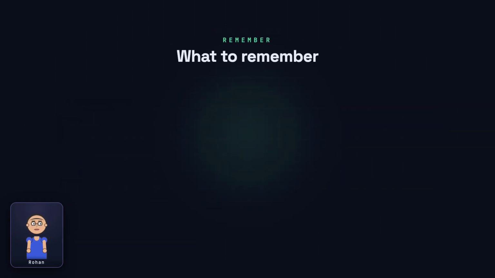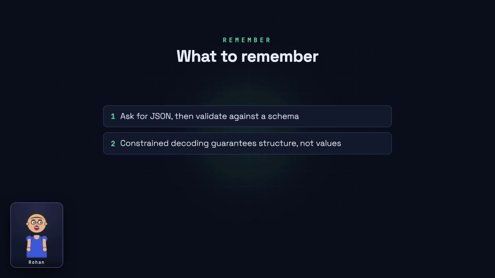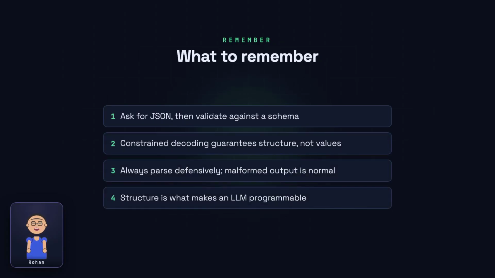To recap, ask for JSON and then validate it against a schema. Constrained decoding can guarantee the structure, but never the content. Always parse defensively, because malformed output is a normal event. Get this right and the model stops being a chat box and becomes a real programmable component in your system.